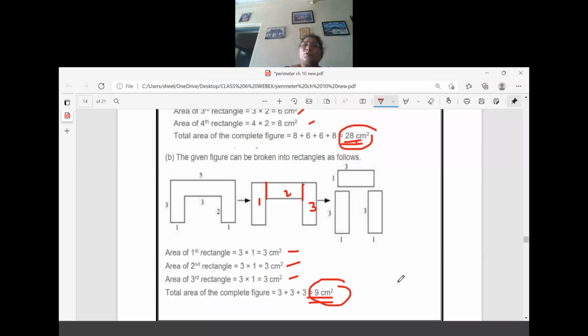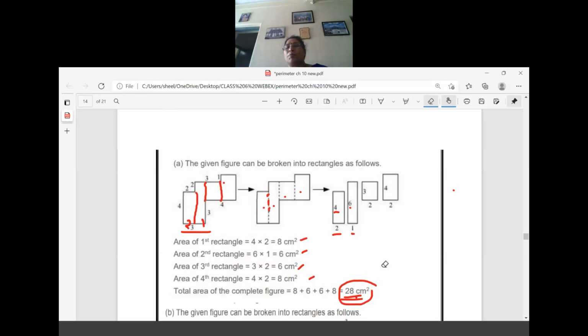Here we have done the division like this. Anybody who wants to divide differently can go like this: 3 into 1 and 2 into 1. Here the breadth will come to 5 only. Here it is 2, so the remaining one will be 1. According to that you have to change the length and breadth, whichever is convenient for you. Here we have attempted it in this way. You can break it in any other way, but you should calculate according to that division.